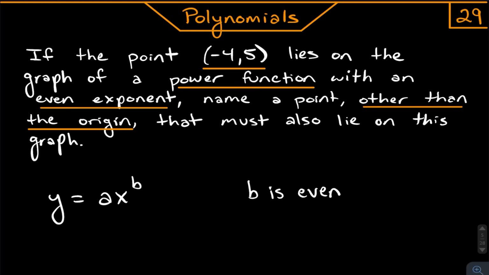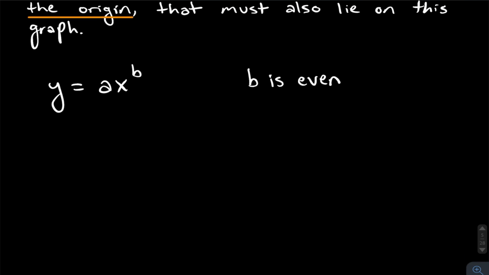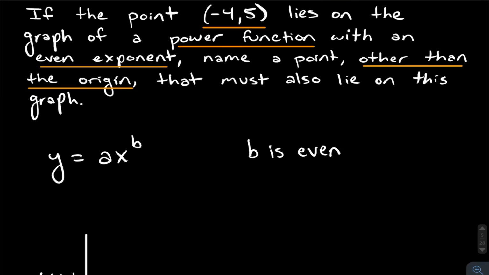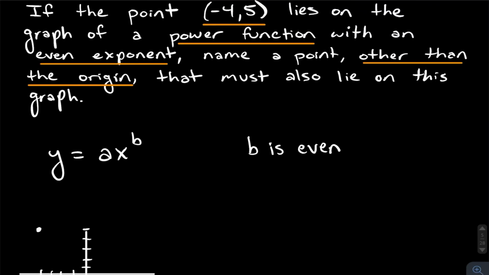So starting out with the point negative 4, 5. We know that that's a point, so let's just graph that quick. Okay, 1, 2, 3, 4. And we're going up 5, yeah. 1, 2, 3, 4, 5. So we know that that point is on our graph.